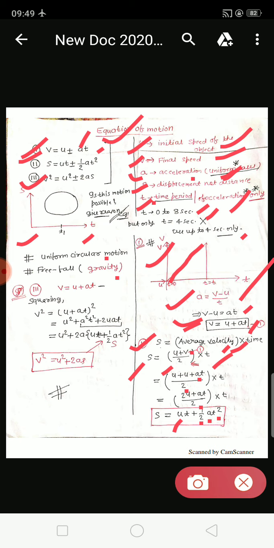Clear? Mathematics is used completely here. You have to go through mathematics also. I will teach you later on, but you have to go through mathematics. So here it comes out to be s equal to ut plus half at squared. It is the second equation of motion. Clear?